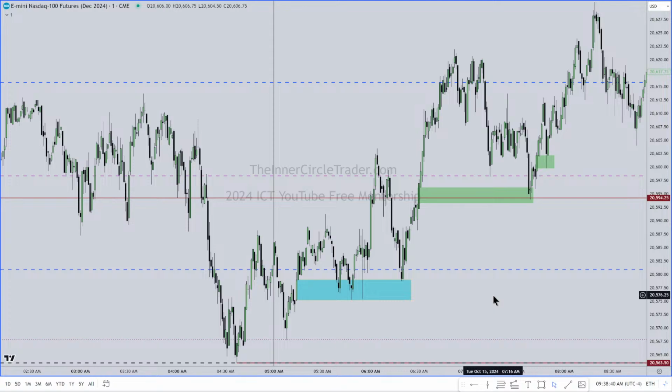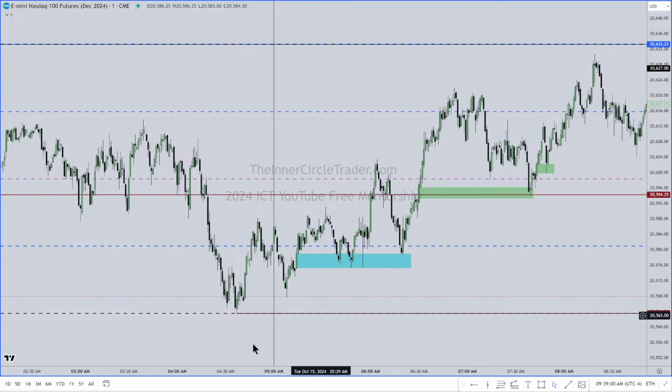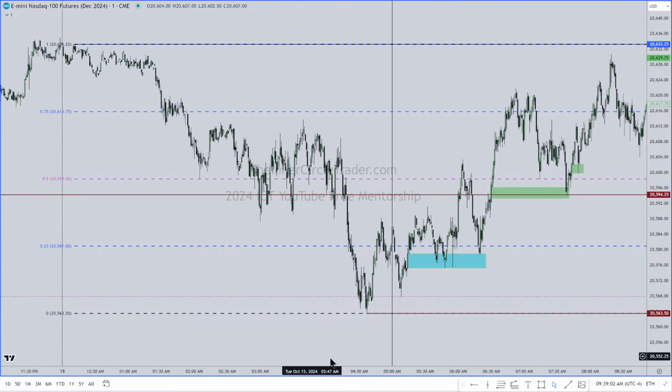I'm trying to keep them small, concise, and to the point. But if you look at the levels, and again, this is the lower quadrant, middle, and upper quadrant. You see that? Of the overnight range. Let me zoom back out a little bit so you can see the reference points again.